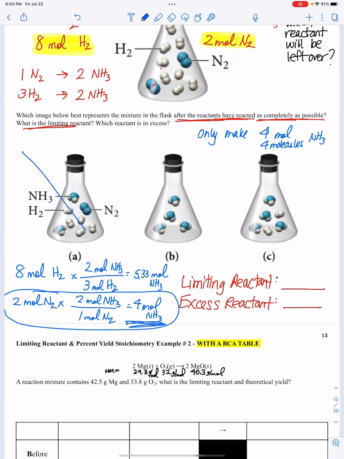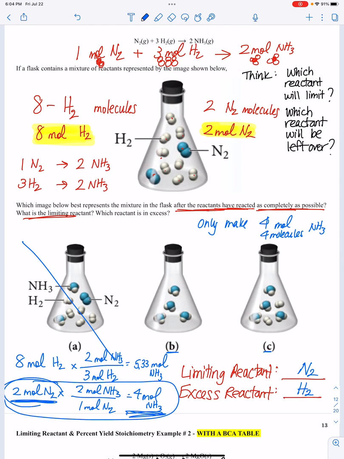Well, the answer is not going to be A, because I only have 2 in there, not 4. Now I'm left with B and C as my answers. Well, my limiting reactant is the one that limited how much product I could make, N2. It looks like my excess is H2. Now, let's combine these, knowing that I'm going to make 4 of them. How am I going to do this? Well, for every 1 N2, I need 3 H2s. So I'm going to circle them.